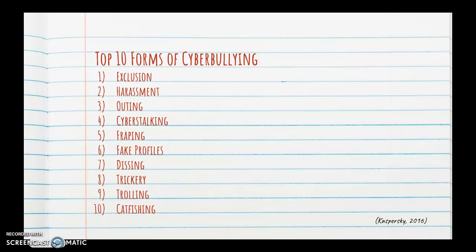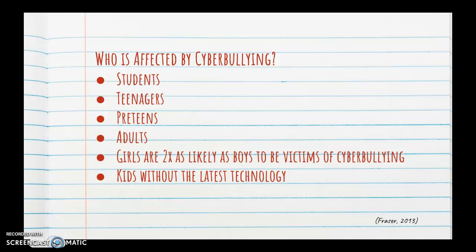Number 9 is trolling, and that is when they are deliberately provoking a response through repeated insults about anything just in order to get a reaction. And then number 10 is catfishing, and that is stealing somebody's online identity and recreating a social networking profile for deceptive purposes, like creating a fake persona.